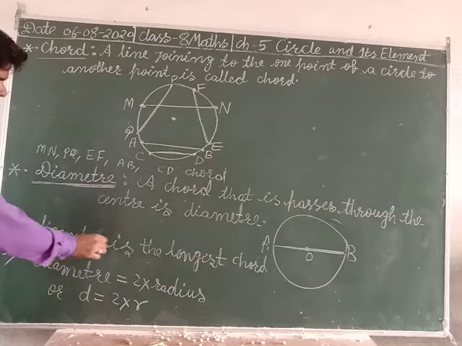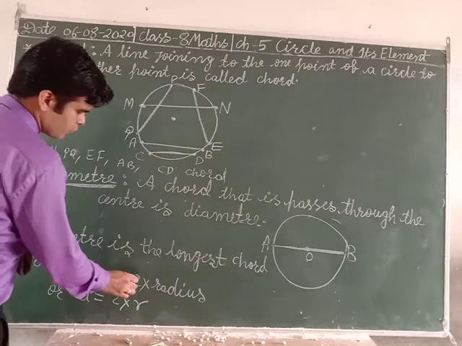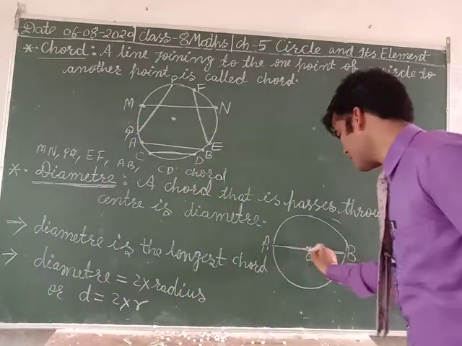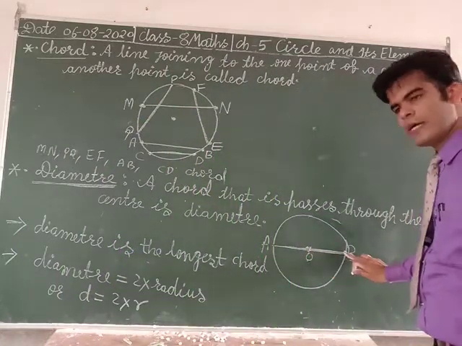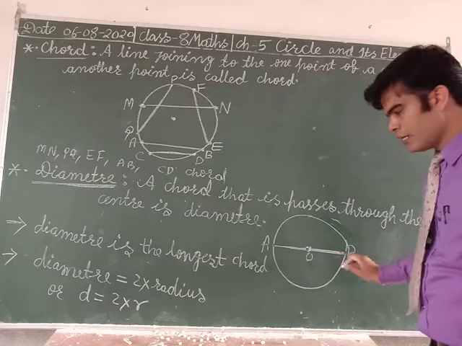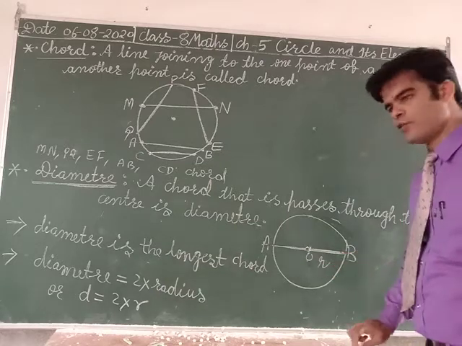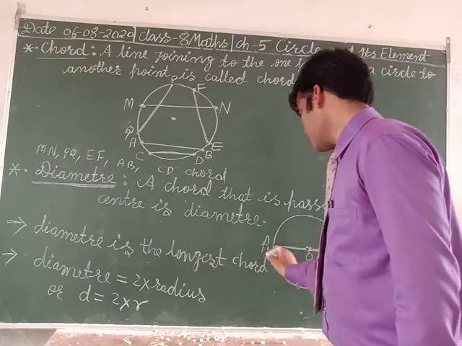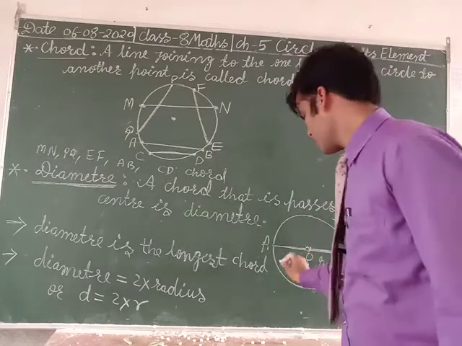Diameter is the longest chord, and diameter is equal to 2 times the radius, because the distance from the center O to A is what? Center to circle is known as radius, which I denote by R. And here O to B is also center to circle, so this is also a radius.